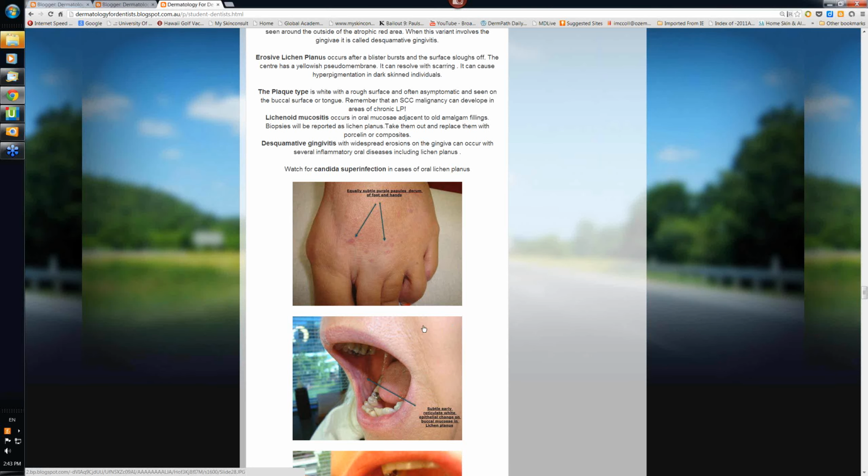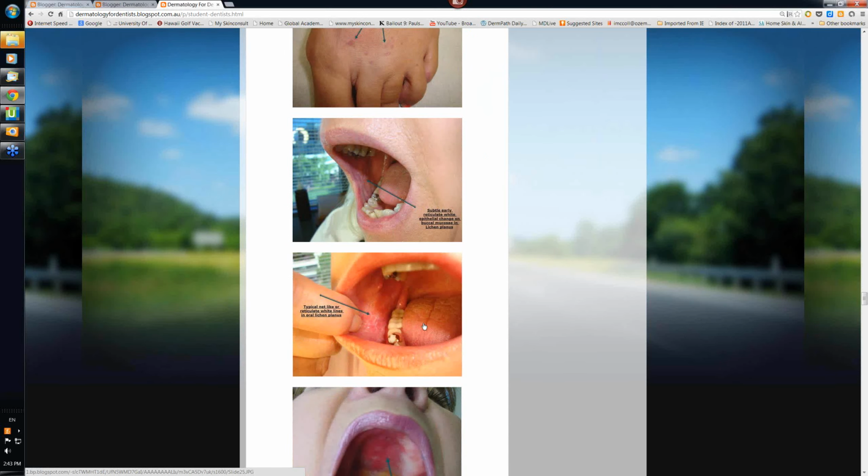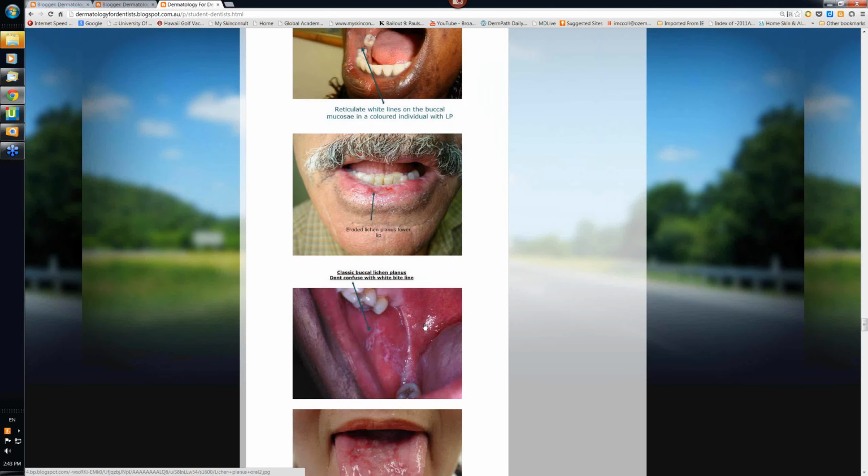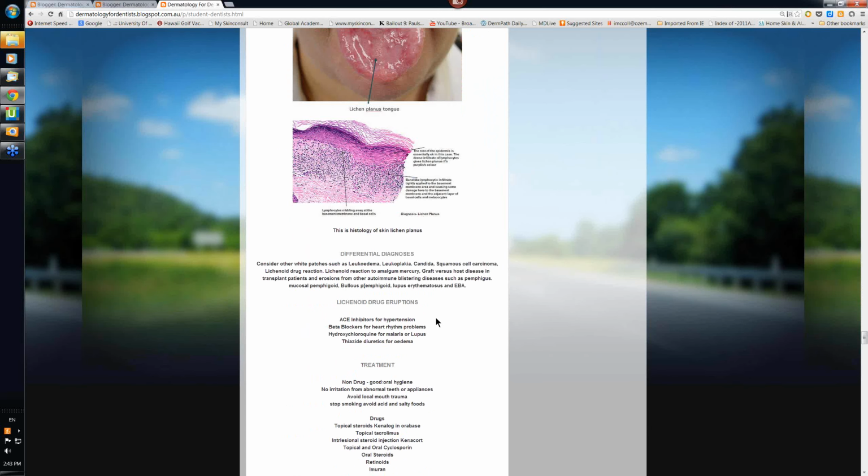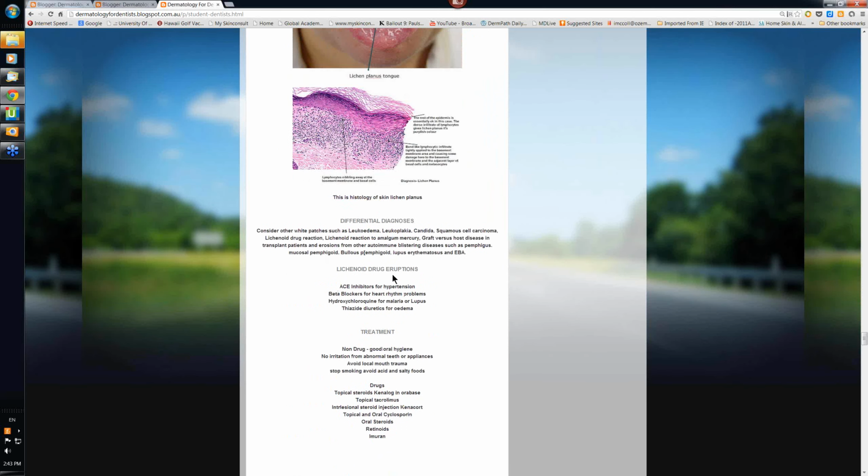So that's gone through all the images for lichen planus. We had a couple of other comments down here. These were just the lichenoid drug eruptions that we were talking about already, the ACE inhibitors, the beta blockers, hydroxychloroquine, the thiazides. These were your differential diagnoses, the other white patches on the inside of the mouth.